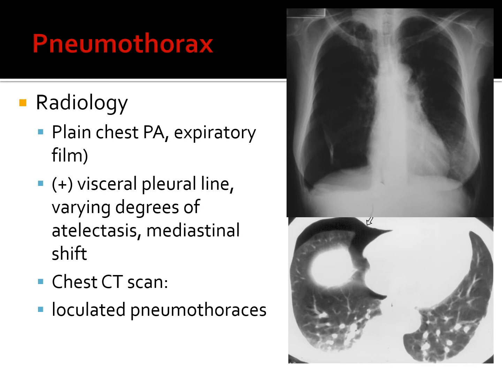The visceral pleural line is noted; as in this case, we can see the visceral pleural line secondary to the accumulation of air in the right lower lobe. There can be varying degrees of atelectasis or mediastinal shift depending on the amount of pneumothorax, whether it is massive or tension pneumothorax. Chest CT scan is usually more sensitive than chest X-ray because it can detect small amounts of pneumothorax, and it can also detect loculated pneumothoraces.